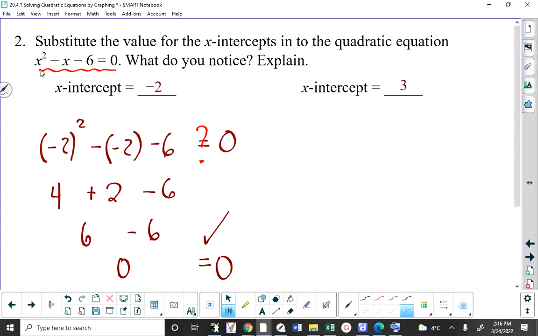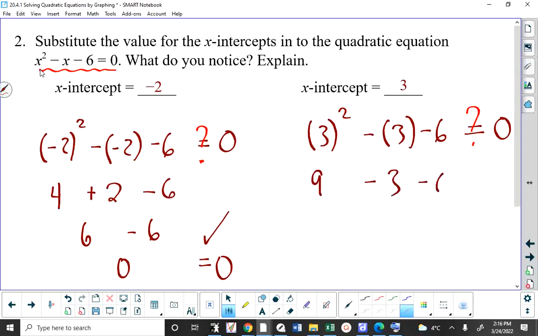Let's see if that works for the other x-intercept. We would have 3 squared minus 3 minus 6. Well, we're trying to find out if it will be equal to 0. So 3 squared is 9 minus 3 minus 6. -3 minus 6 is -9, so you get 9 minus 9, which is 0, which is equal to 0. Jackpot a second time.